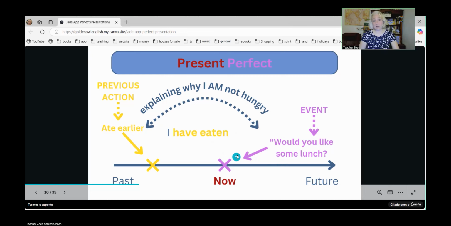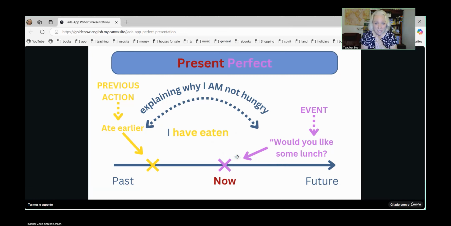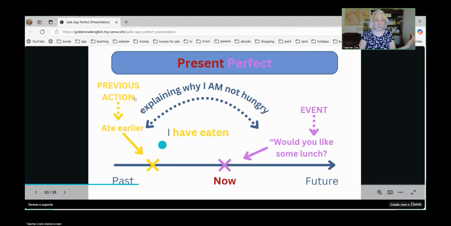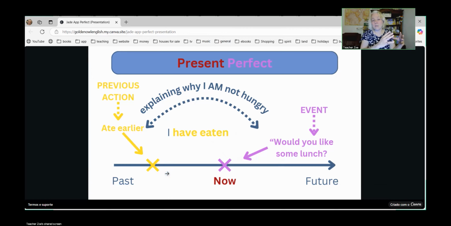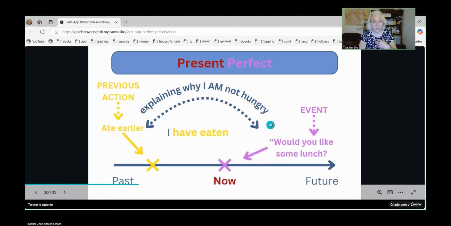So what does that mean? Well, we could use it in a situation like this, for example. Maybe I'm stood there talking to somebody and they say, would you like some lunch? They're asking me it now, so that's why it's the present perfect. I answer, no, it's okay. I have eaten. So I'm describing a previous event that I ate earlier. Here, look, we got this yellow action on the left here, but it's not just a standalone event. I'm using it as an explanation to explain why I'm not hungry.